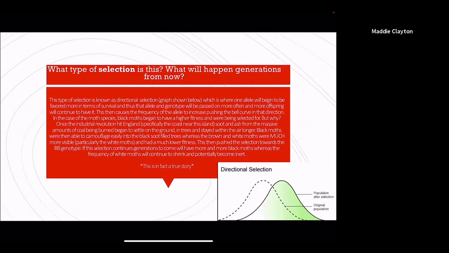So when the Industrial Revolution hit, there was more coal, more ash. So black moths were now blending in better, and they were able to camouflage and not be killed or harmed by their environment. Whereas white moths were killed faster, and then brown moths could somewhat blend in, but not as well as they used to could. This is in fact based off a true story. And the diagram at the bottom shows how directional selection occurs.